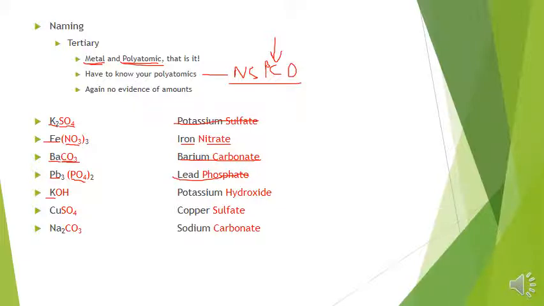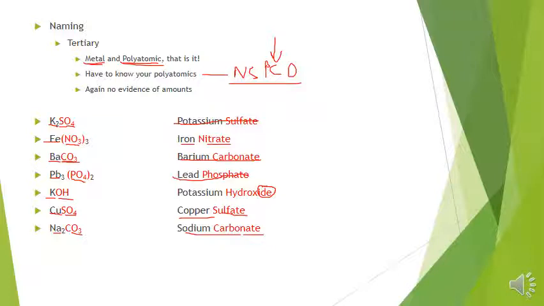KOH. Okay, potassium hydroxide. Okay, this is the weird guy. Hydroxide is not an -ate. So it's not hydroxate, it's potassium hydroxide. Then you have copper sulfate. And then you have sodium carbonate.